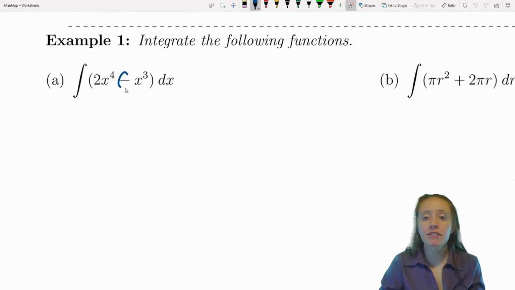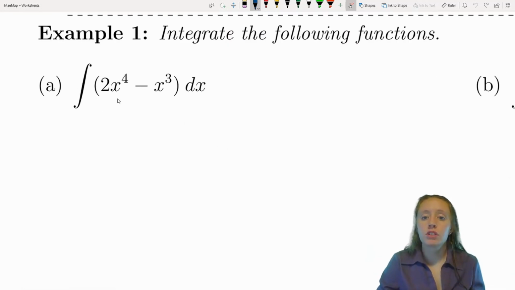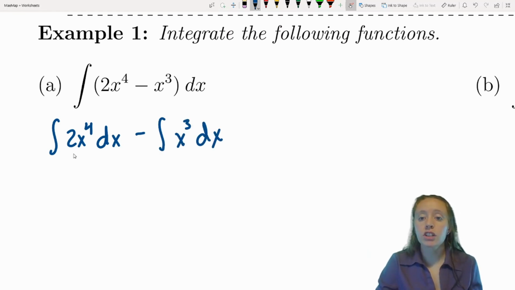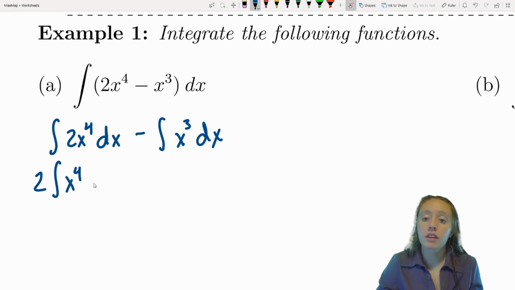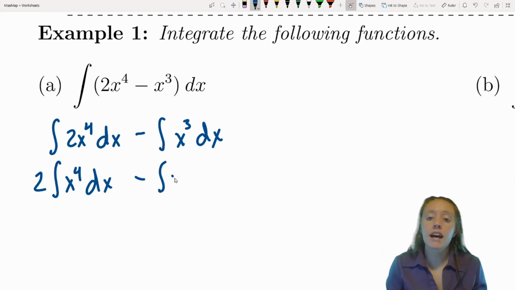Well, in part A, we have subtraction in between, so we're going to start by using the sum rule. So I'm going to split this up into the integral of 2x to the 4th dx, and I'm going to subtract the integral of x cubed dx. Integrating 2x to the 4th dx, I can pull the 2 out in front and simply integrate x to the 4th dx, and there's nothing to pull out in front, no constant multiple rule to manipulate here, so I'll leave this as the integral of x cubed dx.